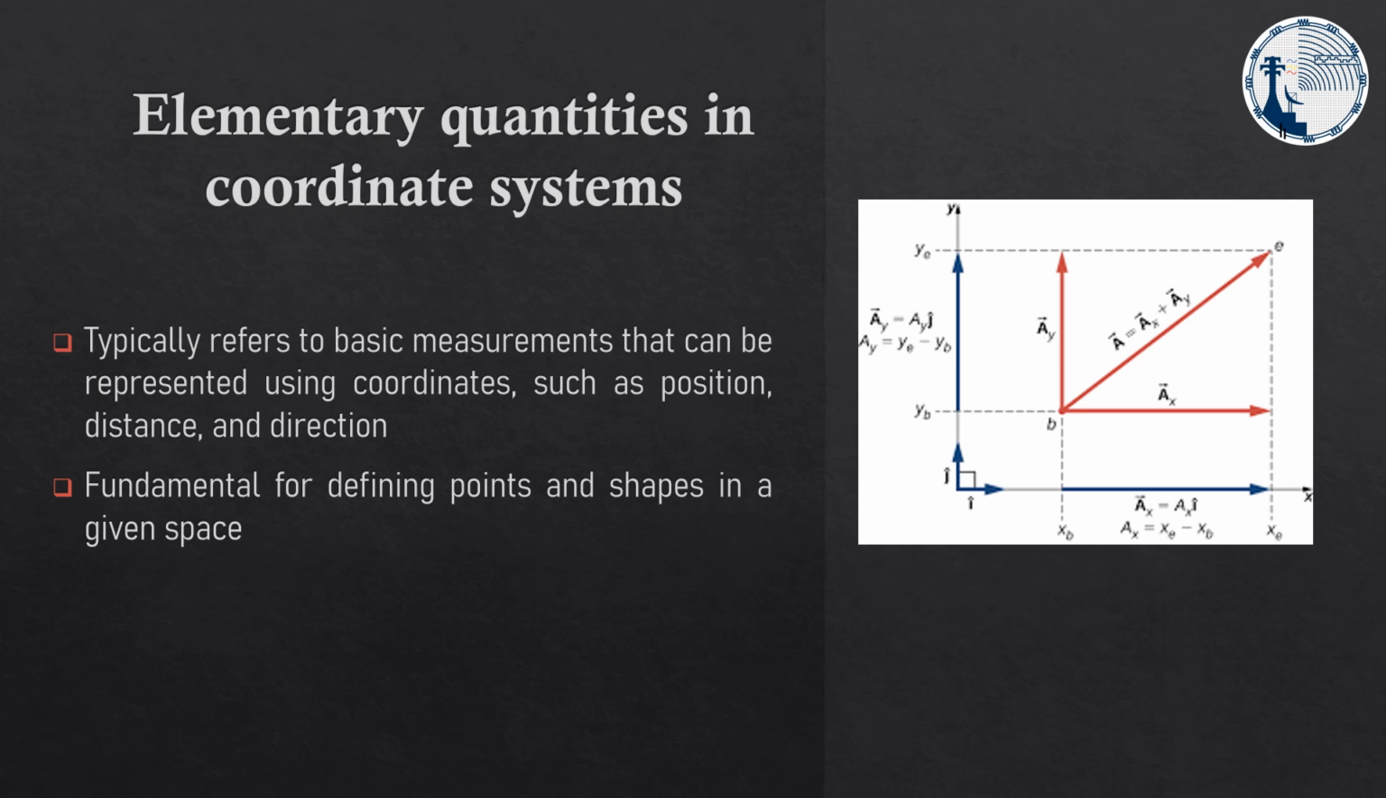What are elementary quantities in coordinate systems? It typically refers to the basic measurements that can be represented using coordinates such as position, distance, direction. It is fundamental for defining points and shapes in a given space.